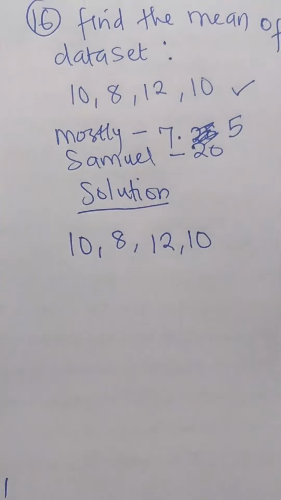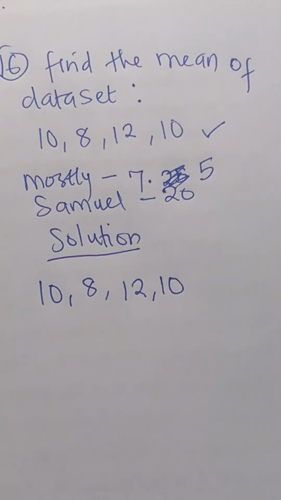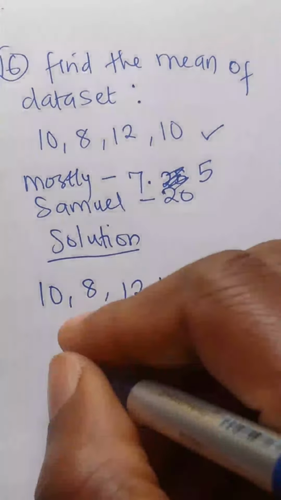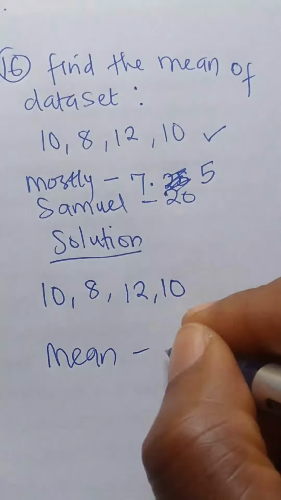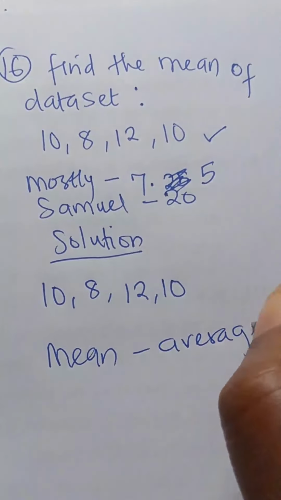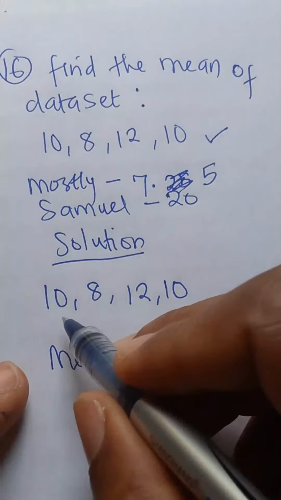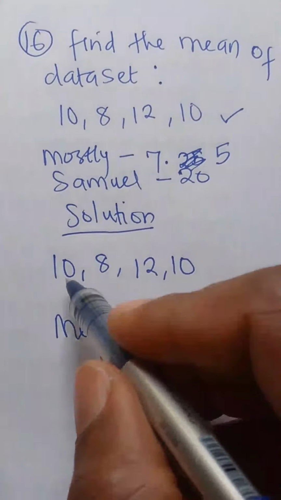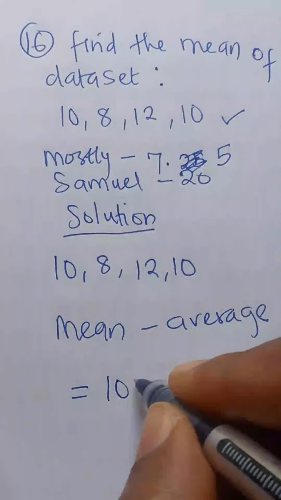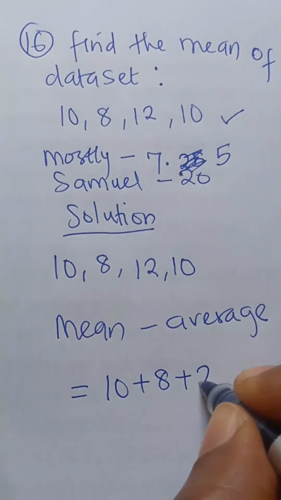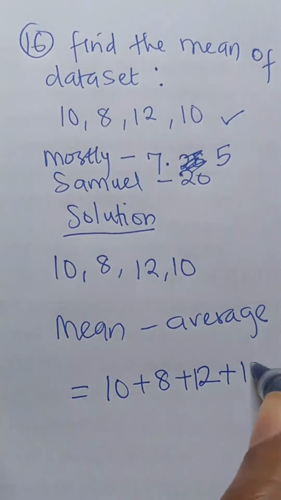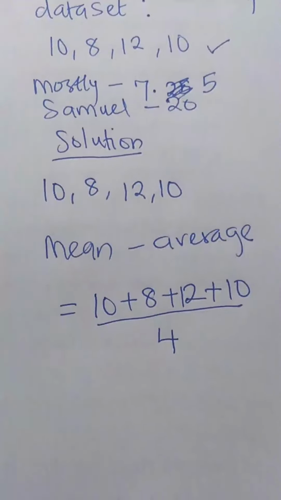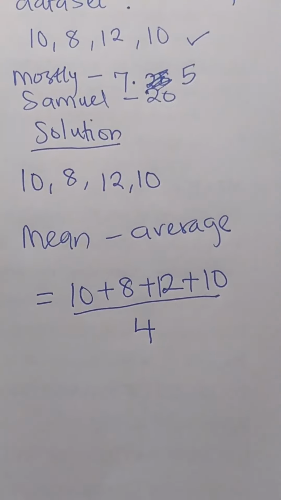So let me solve. Now to solve this, the mean of the data set simply means average. All right. So mean simply means average. Whenever you're asked to find the mean, you're asked to find the average. And average is just add everything here divided by the number of given data. We have 10 plus 8 plus 12 plus 10 all over 1, 2, 3, 4 all over 4. This is just how simple it is to solve it.